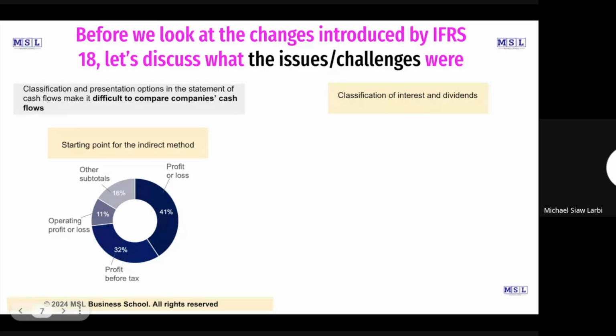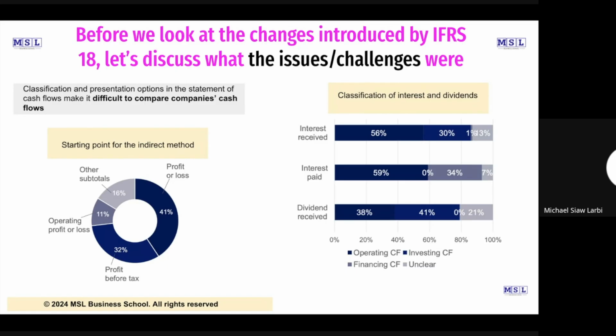Then even the classification of interest and dividends was all over the place, right? So you can see here that 56% of people put interest received under operating activities. 30% said it's investing activities. In fact, you had 3% who put interest received under financing, which I hadn't heard of before. But this is a survey they did for companies. Then interest paid, 59% said it was operating activity cash flow in their financials. Then we had 34% saying they didn't have an idea, it was unclear, which is really true. Dividend received, operating activities had the majority. I mean, it goes on and on and on.